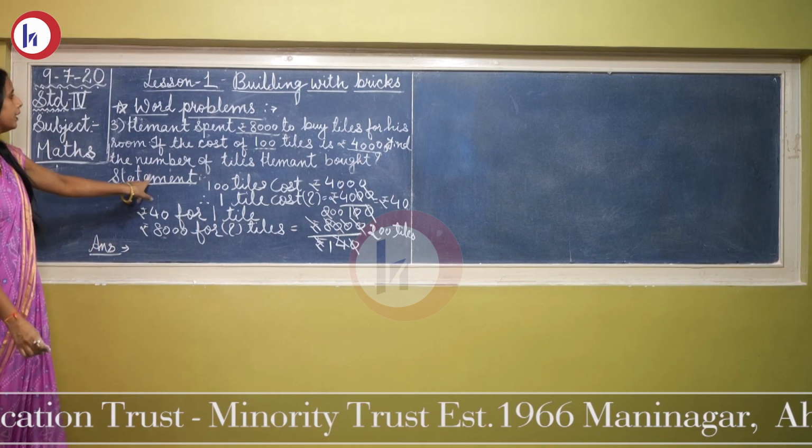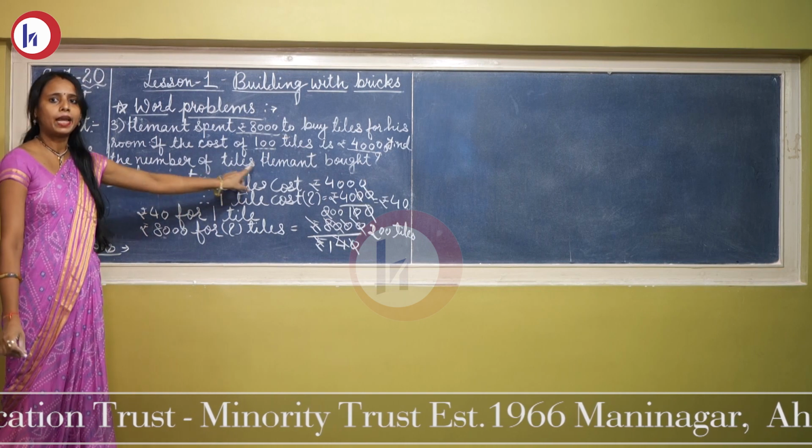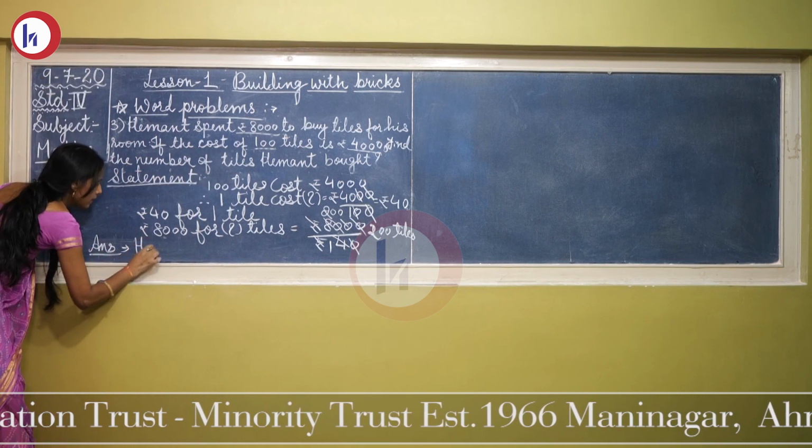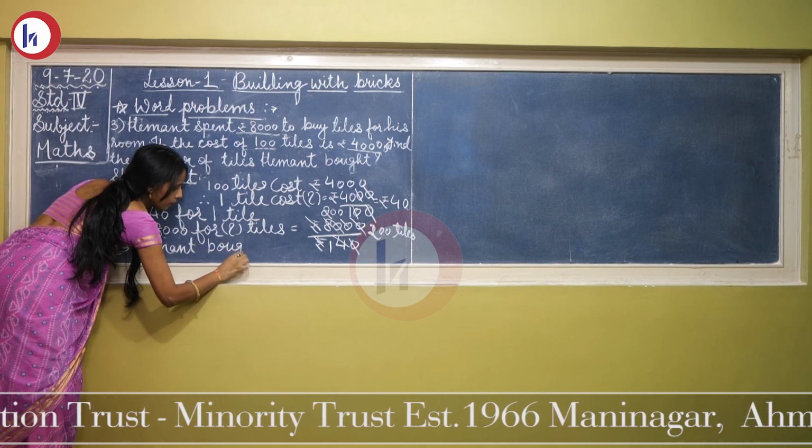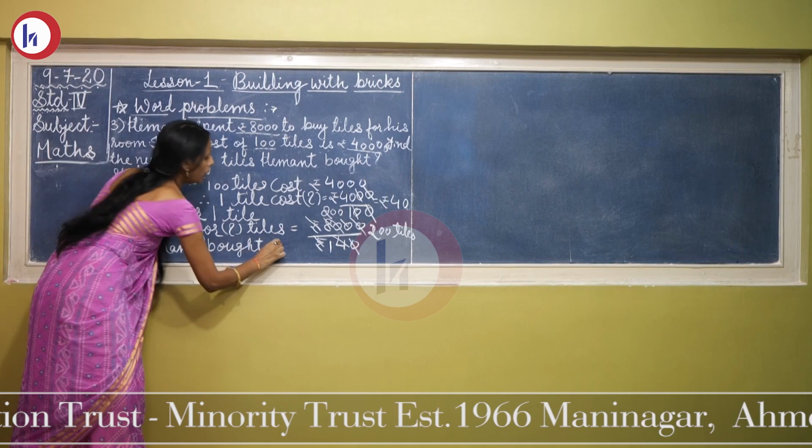So what is the question here? Find the number of tiles Hemant bought. The answer is Hemant bought 200 tiles.